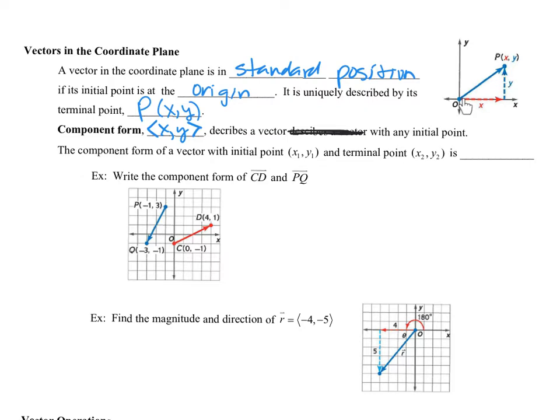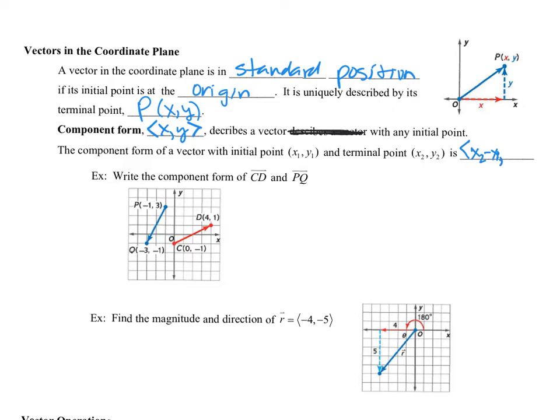Its initial point is at the origin. But if we have a vector anywhere else in the coordinate plane, then component form can describe that vector. The component form of a vector with initial point x1, y1 and terminal point x2, y2 is found by simply subtracting the x values to get the x value of your component. So x sub 2 minus x sub 1.